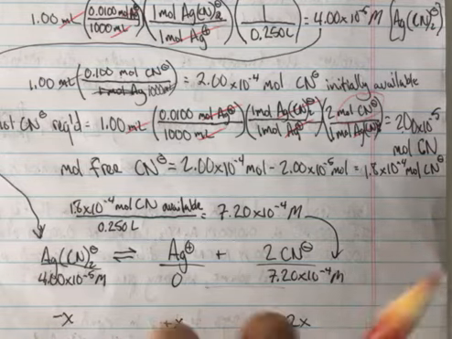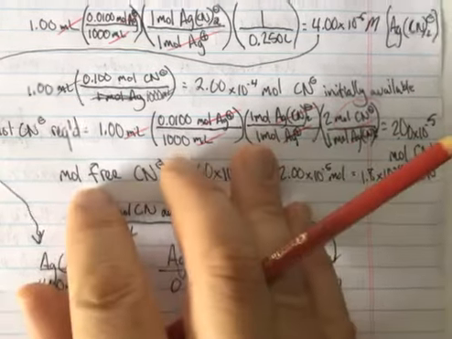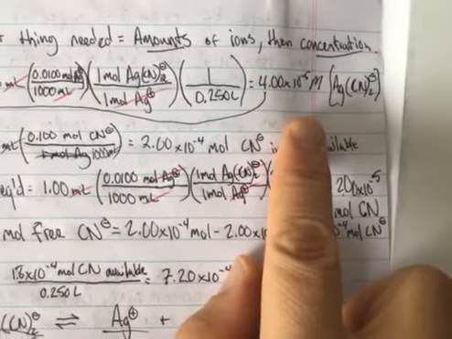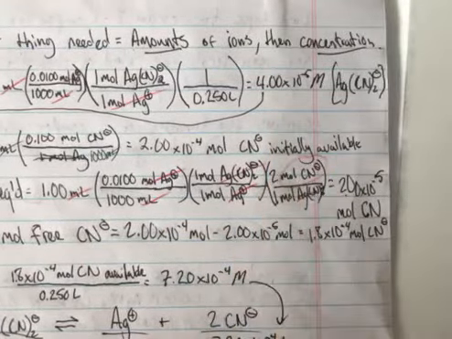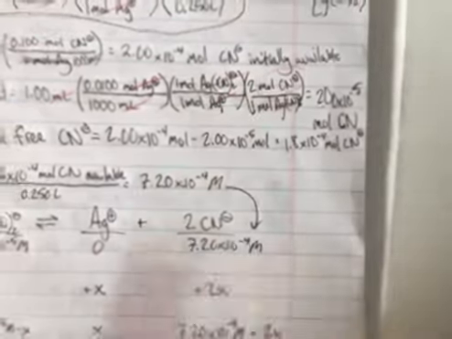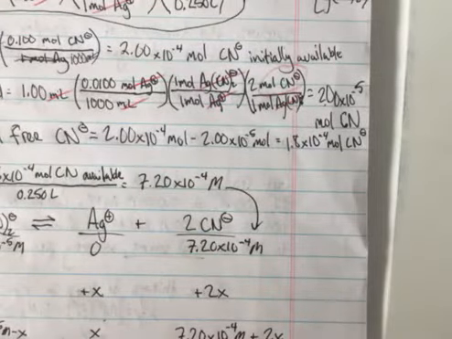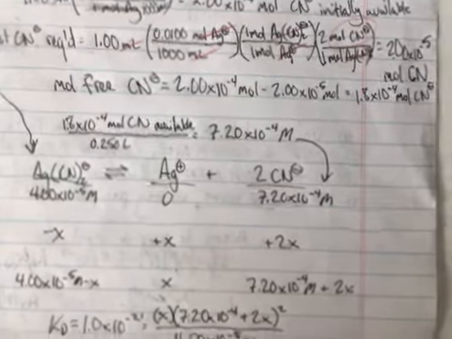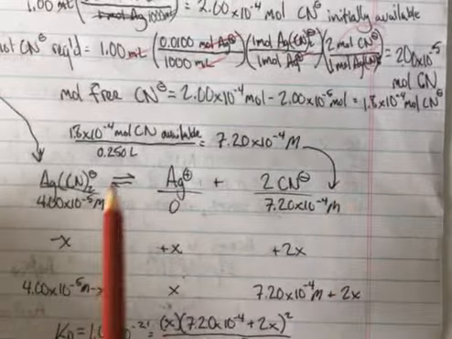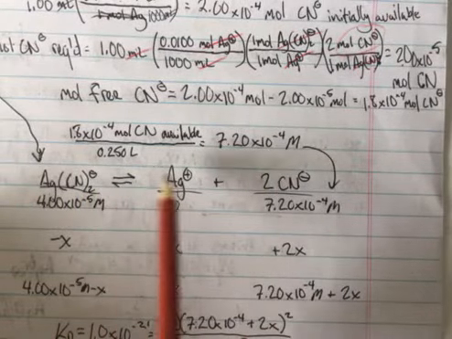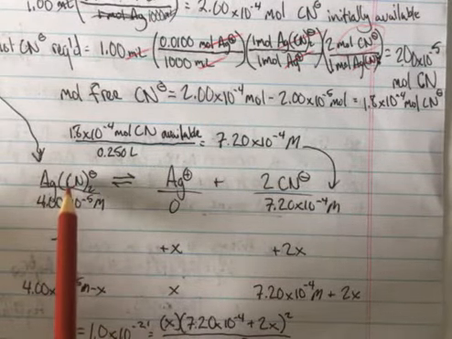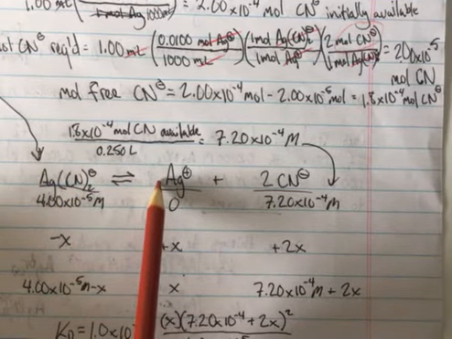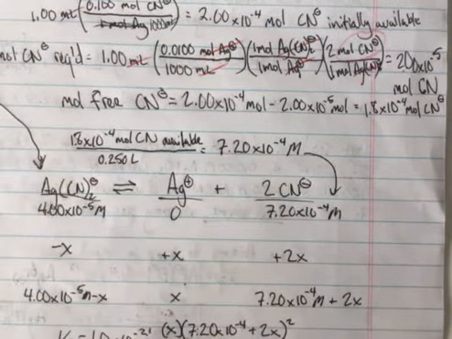Okay, so now as you might expect, we're going to plug this all into an ICE chart. So we're going to have our starting concentration of our silver cyanide. We're also going to have our cyanide concentration to begin with initially. Okay, so to set this up, this is really a Kd, or a K dissociation, from silver cyanide over to silver cation and then to cyanide anions.